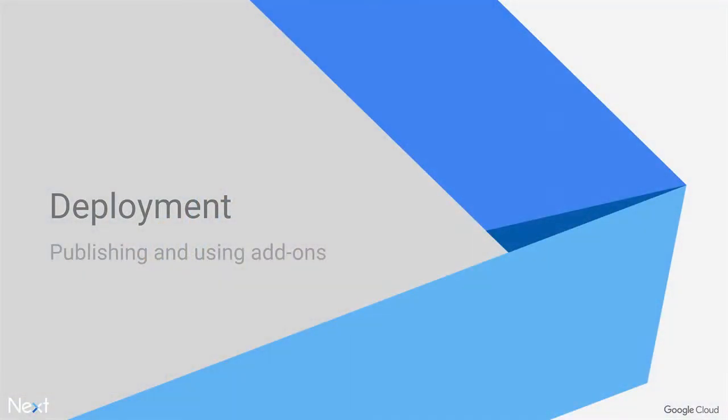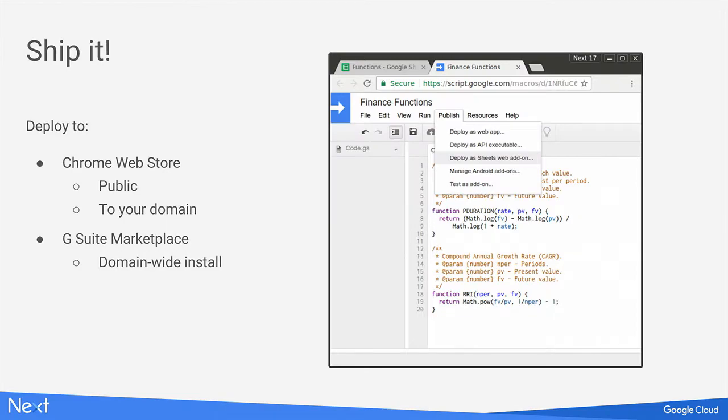So now that you've seen how to code the add-on, let's talk about deploying it and what it looks like when a user uses it. So to deploy the add-on, you can go into the Publish menu in the script editor, and this time, we're going to click Deploy as Sheets Web Add-on. And what happens then is that we'll create an entry in the Chrome Web Store for your add-on. And then we'll give you a link, you'll follow it, and you'll go provide a few bits of extra information. An icon, some promo images, a description of the add-on.